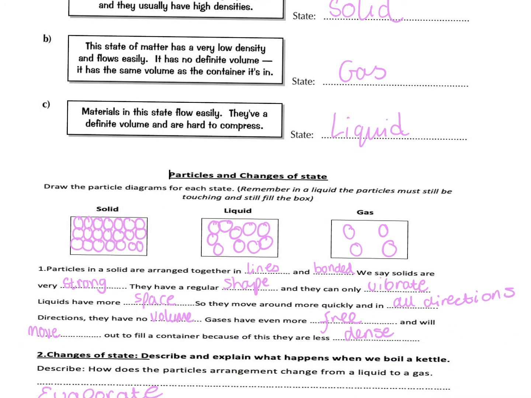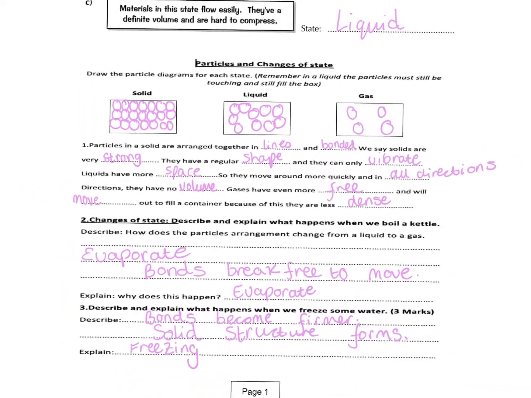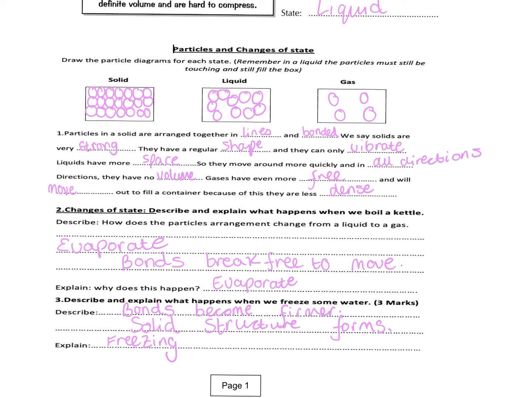Okay. So then I drew some diagrams of what each one looks like, and then there was some information to fill out. Particles are arranged in lines, bonded together. We say solids are strong, they have a regular shape, and they only vibrate. Liquids have more space, so they move around more quickly and in all directions. They have no definite volume. Gases are even more free and will move out to fill a container because they are less dense. Describe what happens when it goes from a liquid to a gas. It evaporates, all the bonds break, so it's free to move. What happens when you freeze it? Bonds become firmer, solid structures form, and it is freezing.